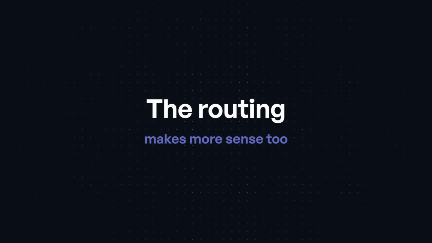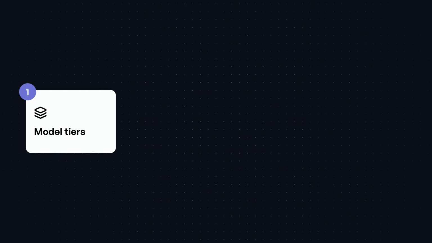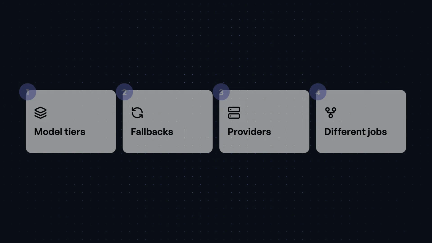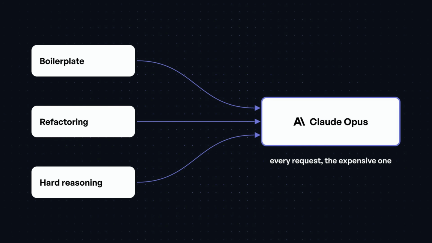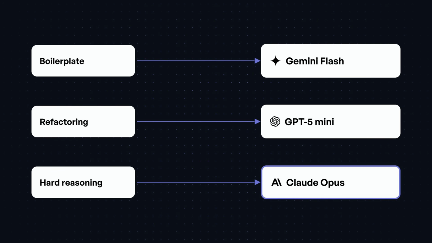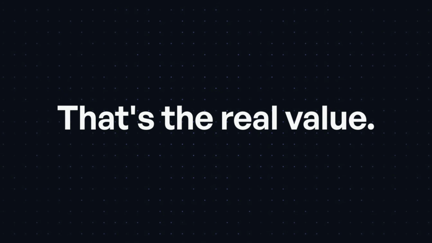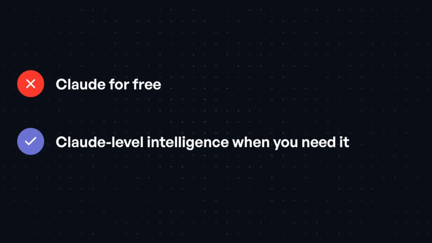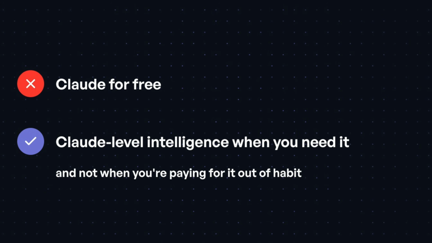And once you think about it this way, the routing feature makes more sense too. Different model tiers, fallbacks, different providers, different models for different jobs, instead of every request automatically going to the same expensive model. We now get some control over where the work goes. That's the real value here. Not Claude for free, because that would be a mistake. It's deciding when you actually need Claude-level intelligence and when you're just paying for it out of habit.